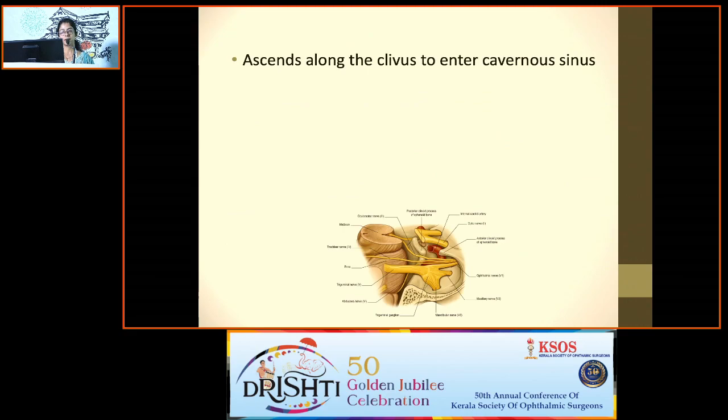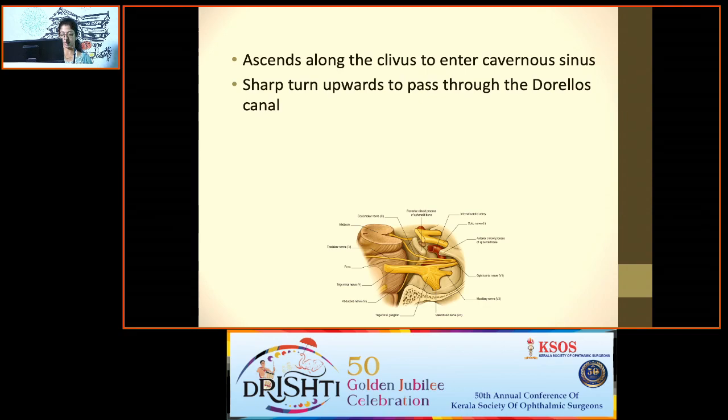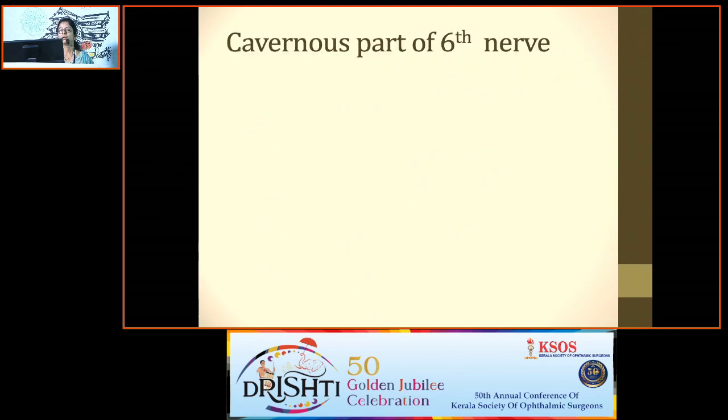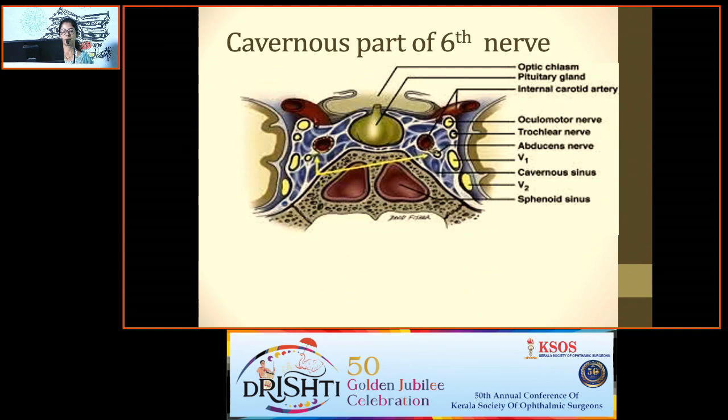Now from here, it ascends along the clivus to enter the cavernous sinus. Here there is a sharp turn to pass through the Dorello canal. Here it can be affected by stretch injury in raised ICT, and also petrositis, mastoiditis, and even a base of skull fracture can affect this area. Now from here it enters the cavernous sinus.